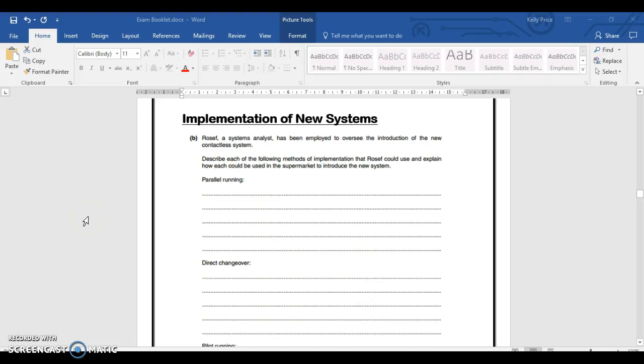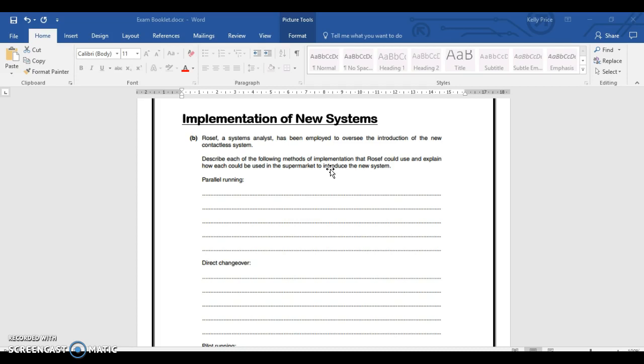Right, implementations of new systems. Now, I've made a little bit of a mistake here because I think I should have included the whole scenario, but now it says that it's a supermarket. So with supermarkets, obviously, the biggest part of the system is going to be payments, and obviously payments are paid through chip and pin systems.